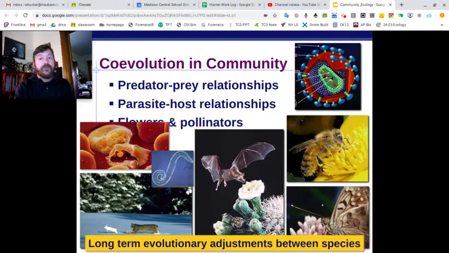Flowers and pollinators, same idea. It's a coevolution. The pollinators know to go to those flowers. They know that there's going to be nectar for them. The pollen is taken to other plants. So it's a very good example of coevolution.